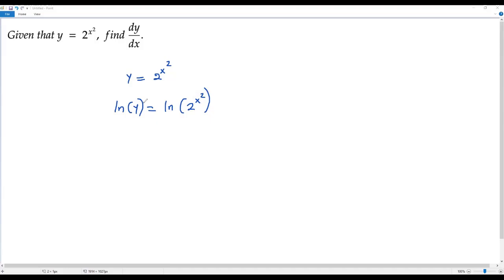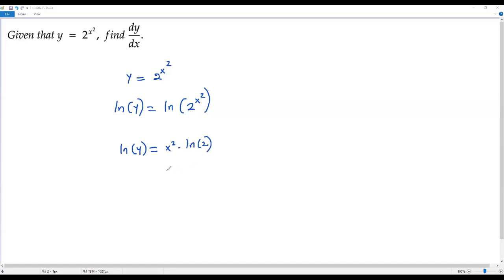Now let me keep the left side as it is. That is ln of y equals, now let me move the exponent of the argument in front of the logarithm. Then I'm getting x square times ln of 2. Actually, this ln of 2 is a constant, because 2 is a constant, and when you find the natural logarithm of 2, again we'll be getting a constant. So this has to be considered as a constant. Now this variable is multiplied by this constant.